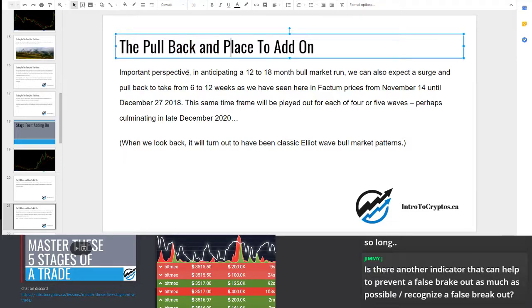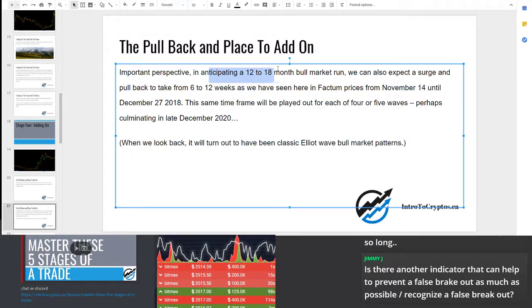An important perspective is that in my own mind, and this is what I'm preparing for, I'm anticipating a 12 to 18 month bull run for the cryptocurrencies when it does start. And it may not start for 6 months from now, but once it gets underway, it'll be 12 to 18 months. So we can expect there's going to be a bunch of surges, and then it'll pull back. Each one of these sessions will take 6 to 12 weeks, just like we saw in Factum.